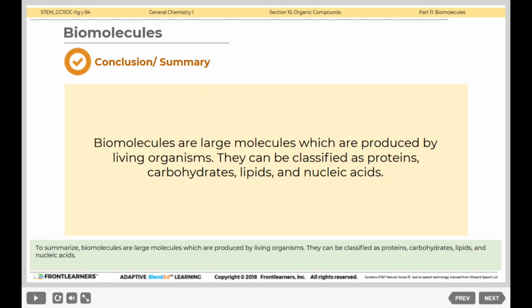To summarize, biomolecules are large molecules which are produced by living organisms. They can be classified as proteins, carbohydrates, lipids, and nucleic acids.